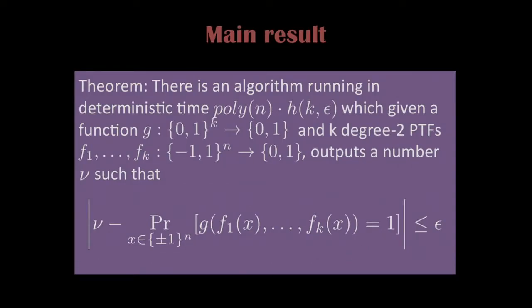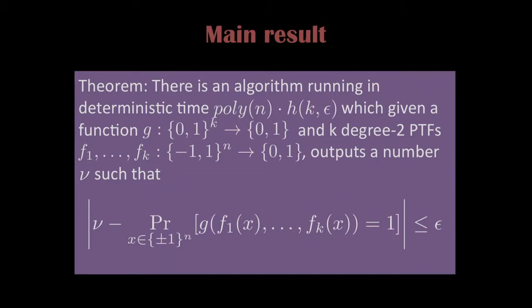Okay, so now this is the main theorem: there is an algorithm which runs in deterministic time poly n times some function of k and epsilon. This function of k and epsilon is rather bad. It's triply exponential in k and doubly exponential in epsilon, but it's still some function of k and epsilon. Given any Boolean function g over the Boolean hypercube in k dimensions and k degree 2 PTFs, it outputs a number nu which is an epsilon-accurate estimate of the probability that when you take a random point on the hypercube, g of f1 to fk evaluates to 1.